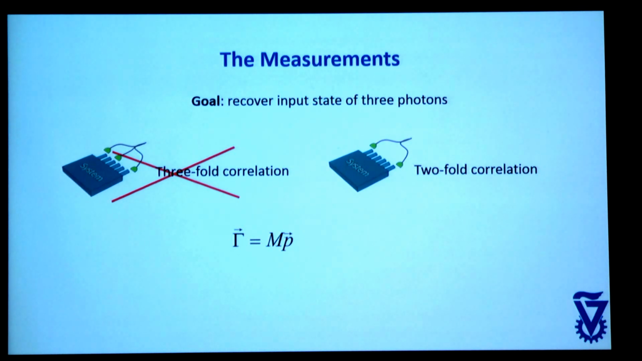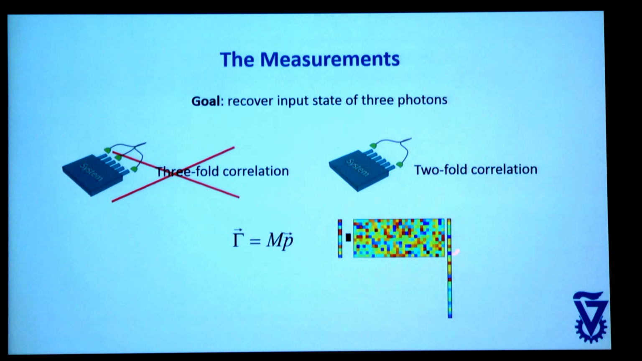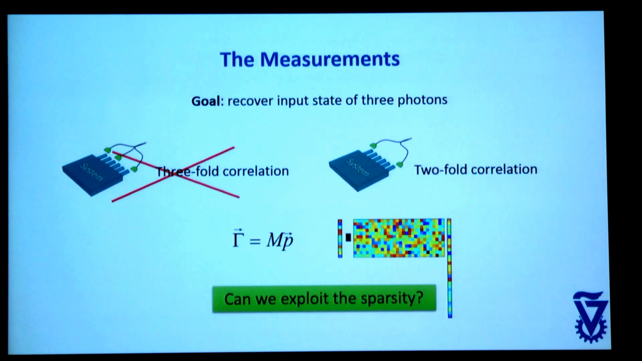So we have a linear set of equations, but it's an underdetermined system because we're using only 2-fold correlations and not 3-fold ones. How can we solve it? We ask ourselves, can we exploit the sparsity in our state in order to overcome this problem? And the answer is yes. How do we do that?